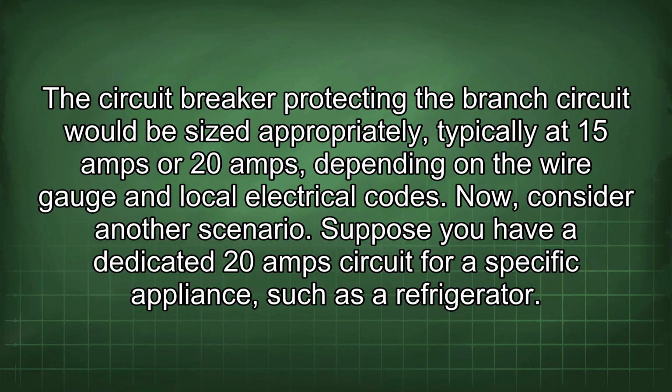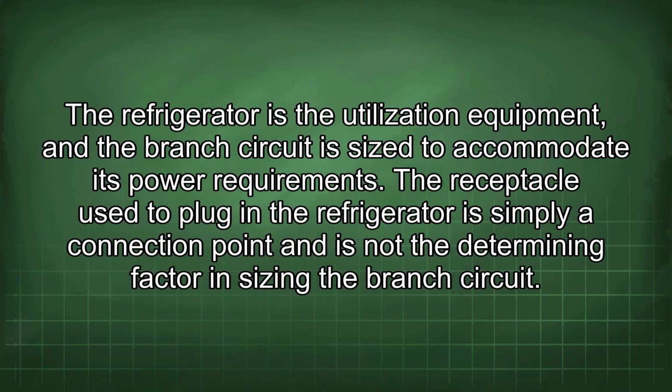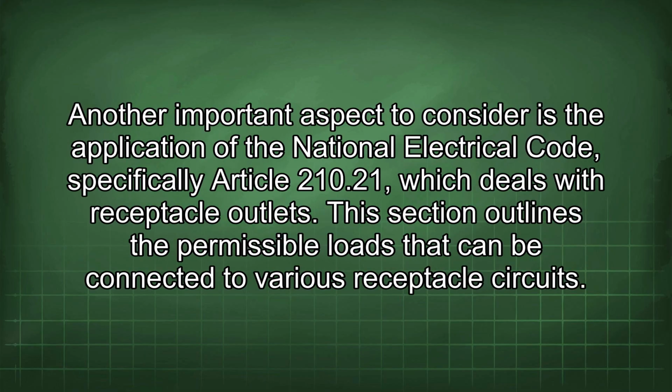Now, consider another scenario. Suppose you have a dedicated 20 amp circuit for a specific appliance, such as a refrigerator. The refrigerator is the utilization equipment, and the branch circuit is sized to accommodate its power requirements. The receptacle used to plug in the refrigerator is simply a connection point and is not the determining factor in sizing the branch circuit. Another important aspect to consider is the application of the National Electrical Code, specifically Article 210.21, which deals with receptacle outlets.